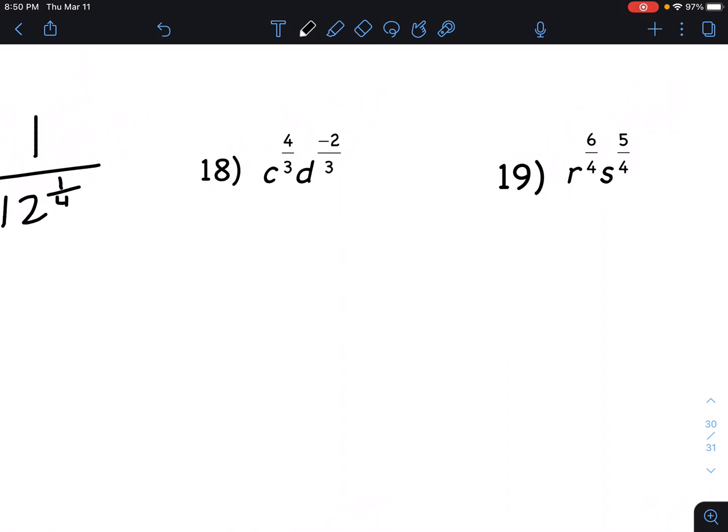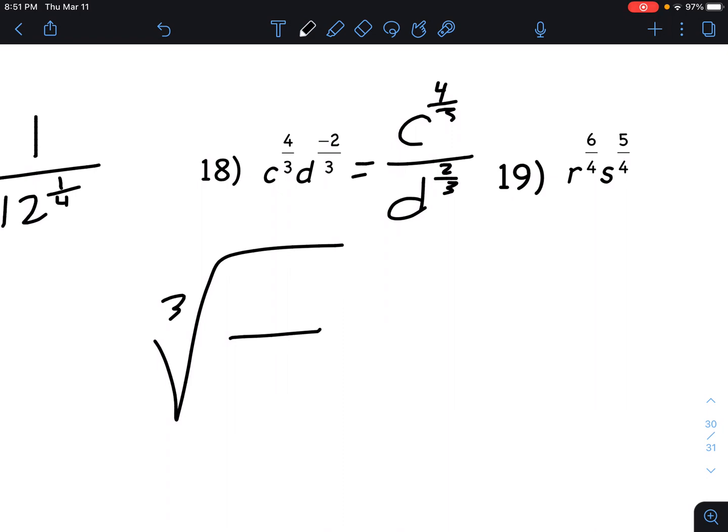Number 18. So first thing I notice in this problem again, similar to 17, is I have a negative exponent, so let's make a fraction. C will stay on top. The D has the negative, so it moves to the bottom. Okay, now we can turn them into a radical. Now we can actually make one big radical with a fraction in it. The reason we're allowed to make one big radical with a cube root is because both of them have denominators of 3. So then the C to the power of 4, and D to the power of 2.